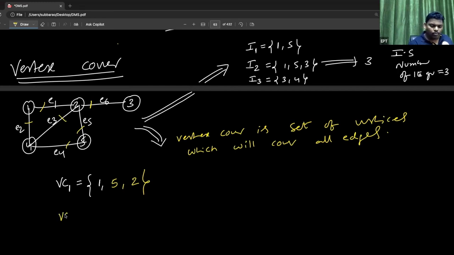Can you see one more answer? Vertex cover 2. Observe clearly. See the answer. If I write vertex 4, this is covered, this is covered, this is covered. If I write vertex 2, this is covered, this is covered, this is covered, and this is also covered. I think all are over. This is also one answer. Right? If anyone has a small doubt, cross check one time.